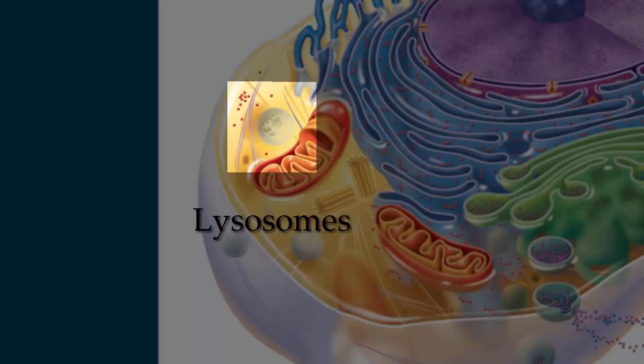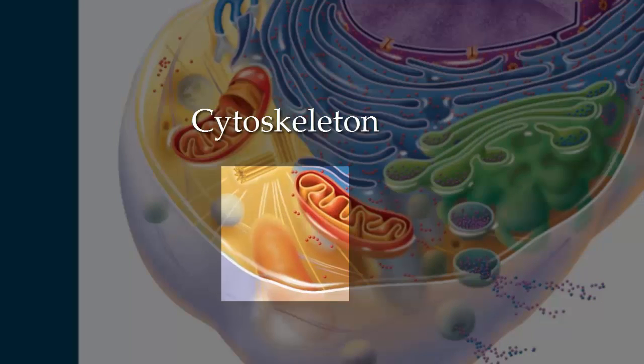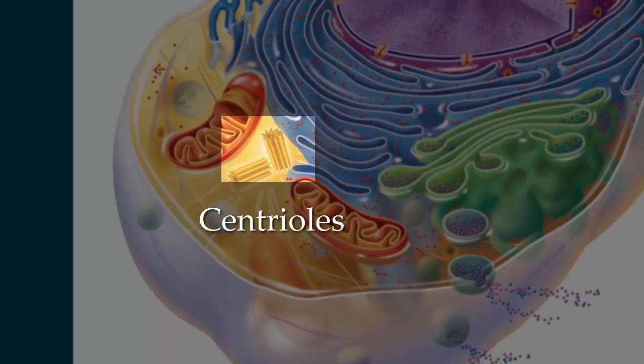Lysosomes contain digestive enzymes and are the demolition crew of the cell. The cytoskeleton, which contains filaments and tubules, which are the bones, muscles, and ligaments for the cell. The centrioles form the spindle during mitosis and form the base of cilia and flagella.